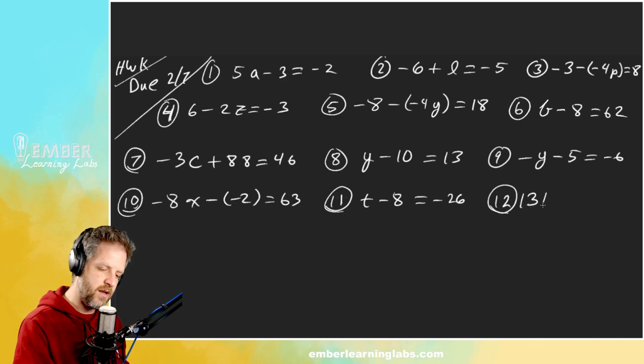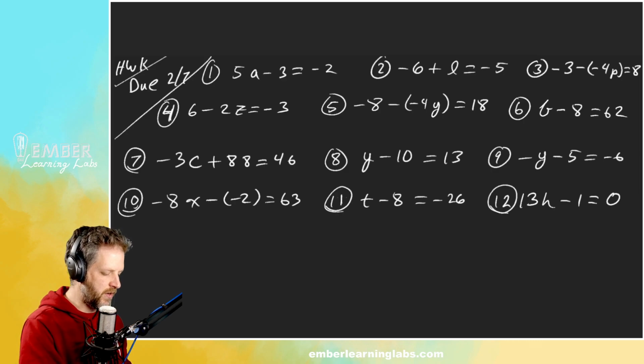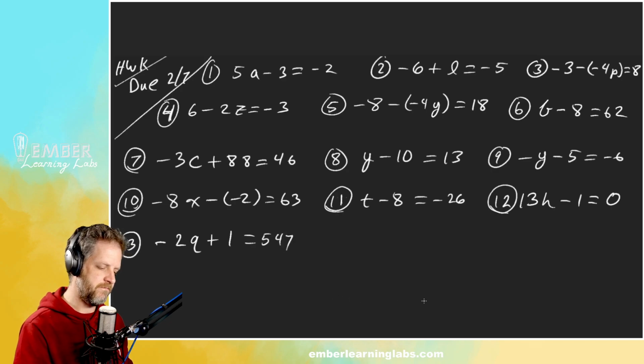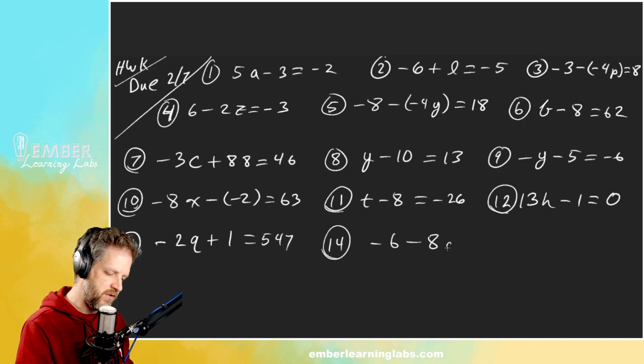13: h minus 1 equals 0. Number 13 is -2q plus 1 equals 547. And 14 is -6 minus 8g equals -80.